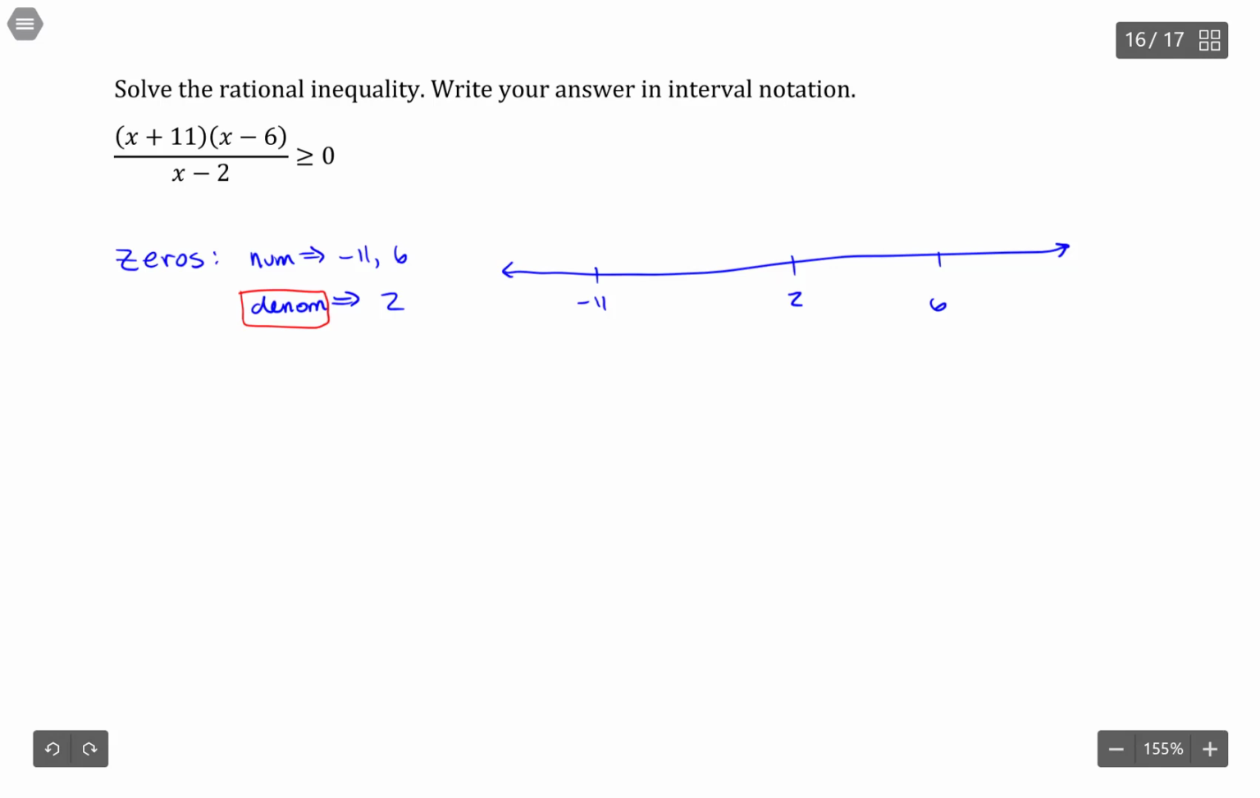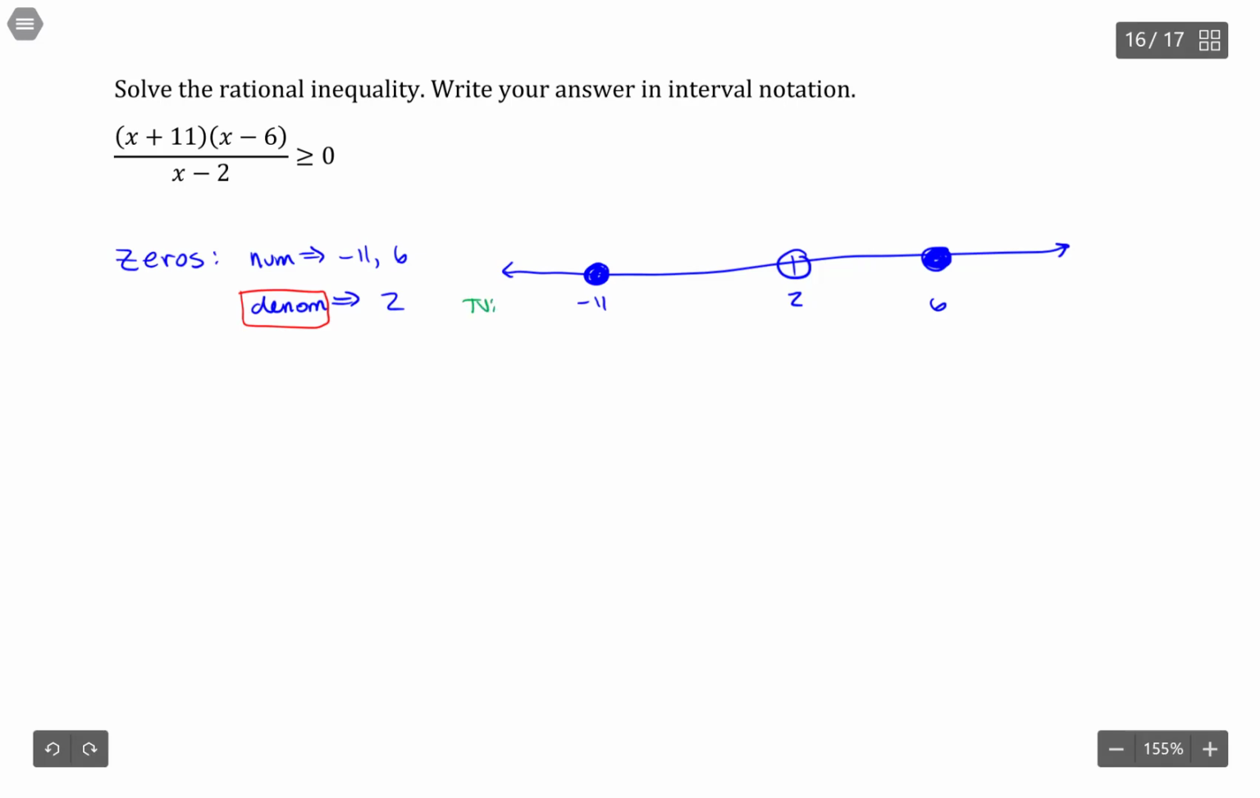Now, negative 11, because we're looking for values that are greater than or equal to 0, is going to be included, or it can be included. So I'll put a closed circle there. It is equal to 0 there. Then 6 as well. But 2, being an asymptote, cannot ever be included. So I need to make sure I put an open circle there. So no matter what we're looking for here, greater than 0 or greater than or equal to 0, 2 would never get included.